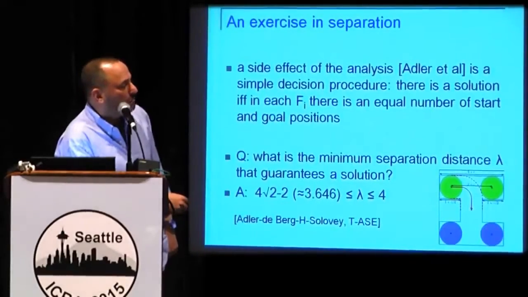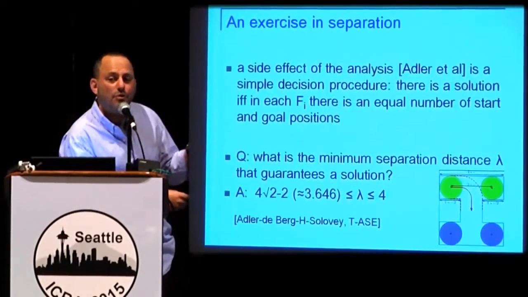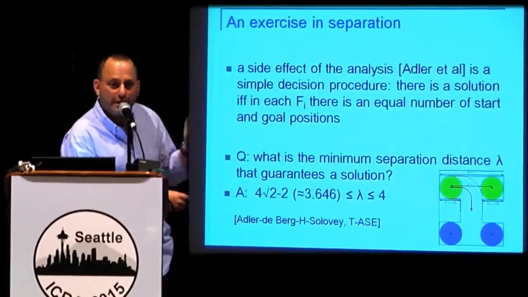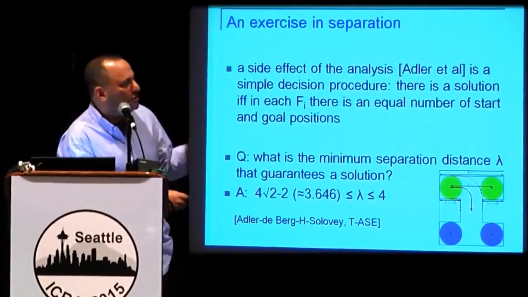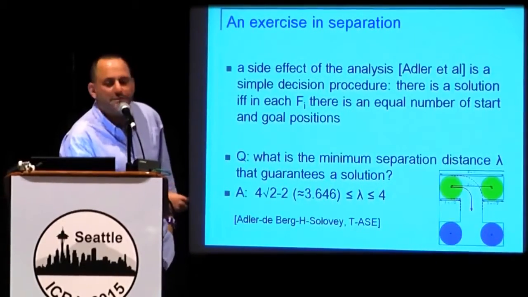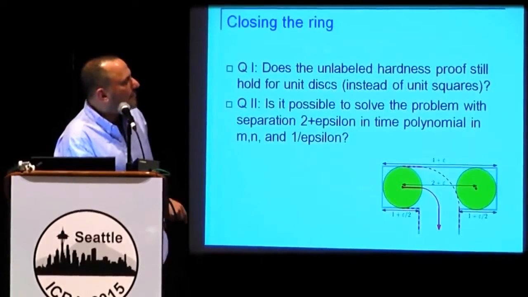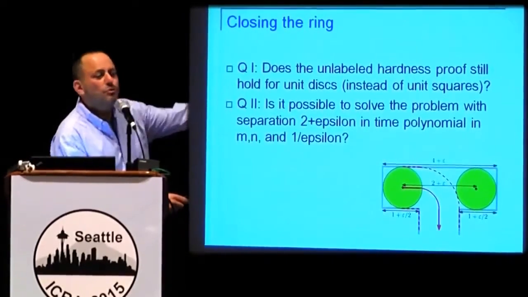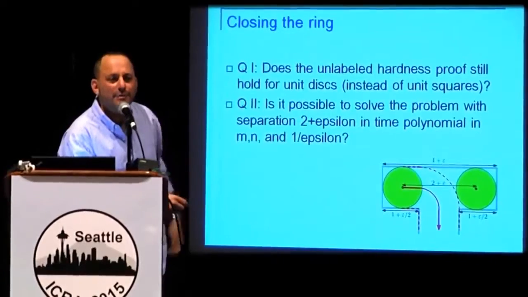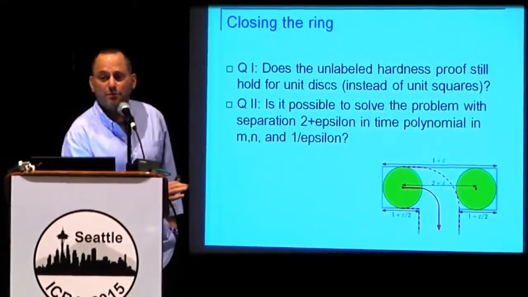If you go below 3.6, then even though you have the same number of start and goal positions in each connected component, your problem might not have a solution if you have a separation of less than 3.646 between the start and goal position. So what I mean by closing the ring, I think that we have put a siege around this unlabeled motion planning problem from many directions. It is not yet completely settled.